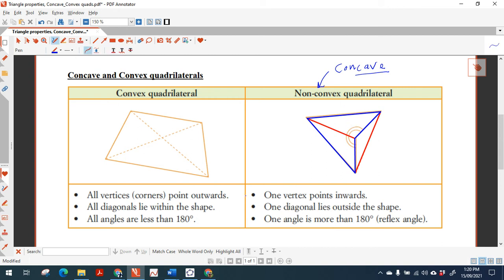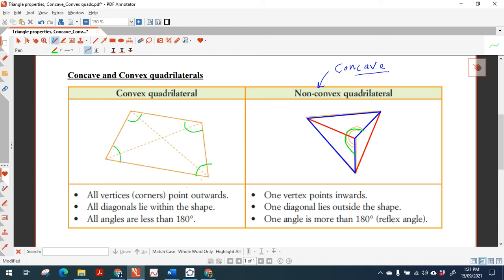The other thing to note is one angle is more than 180 degrees. All right, so if you have a look here, let's change colors. All right, so this angle here, you can see there, that angle there is more than 180 degrees. That's a reflex angle. Whereas if you go back to your convex quadrilateral, you can see every angle inside the shape, every single angle is less than 180 degrees. Okay.